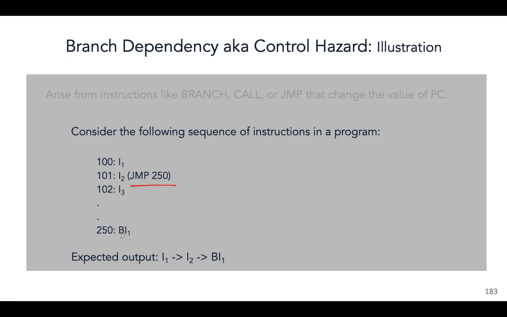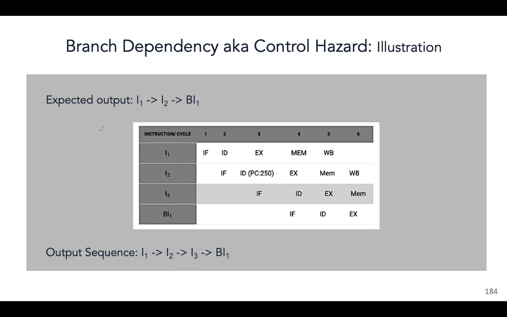a branch instruction. The expected output of this program, if you were executing it, is that first you execute I1, then I2, and since I2 is telling you to jump, you jump. So the expected output of this hypothetical sequence of instructions should have been I1, I2, BI1. Now let's see what happens in a pipeline. These are the instructions I1, I2, I3 and BI1, and at the first cycle I1 is fetched.